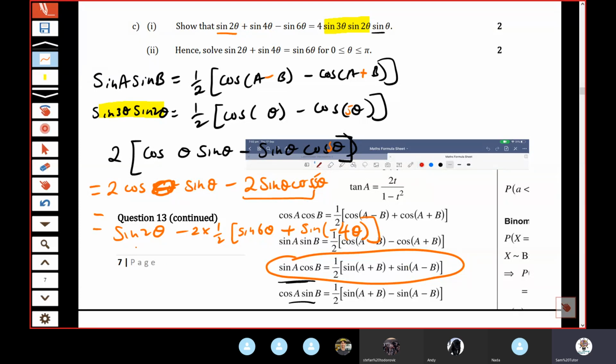Now, that becomes sine 2 theta. 2 times a half is 1, minus sine 6 theta. Negative, sine is odd. So what's sine of negative 4 theta? So that's minus sine, and then with a negative makes it into a plus sine 4 theta. Exactly as was required.